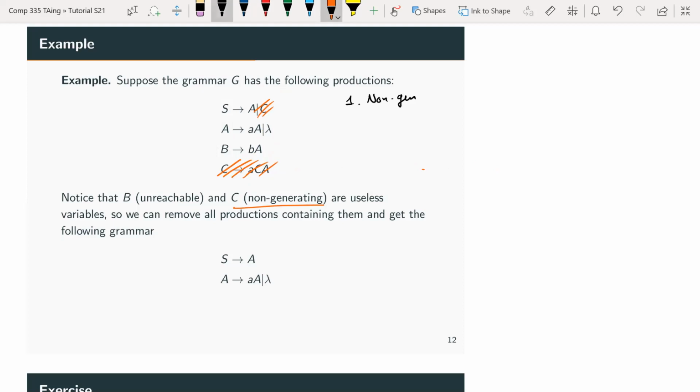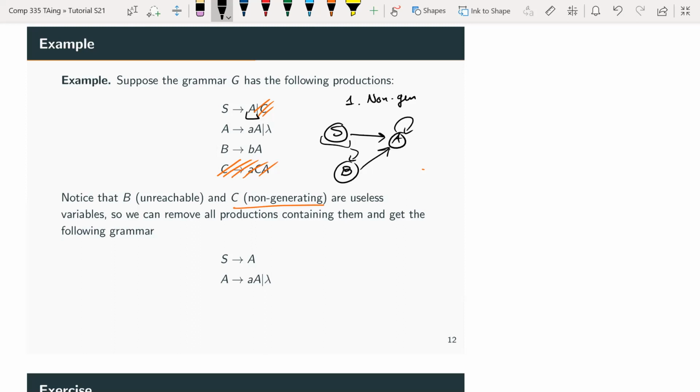So that's for non-generating. Then for reachability, I can use a similar trick with a kind of transition graph, where I create an edge if and only if I can get from, let's say, variable S, from one variable to another. So from S, I can get to A with this production rule. From A, I can get to myself, so that's not very interesting. And then from B, I can get to A, but there is no way for me to go from S to B, right? Because there just isn't a production rule for that.